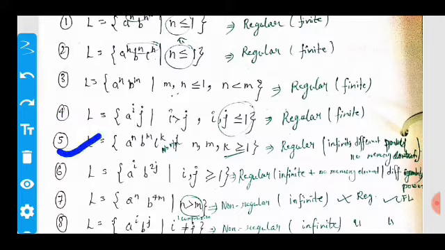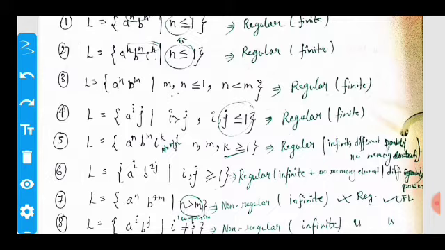L equal to a to power of n, b to power of m, c to power of k such that m comma n comma k is greater than equal to 1. So it is an infinite solution, but here the powers of a, b, c are different, and hence we have no need of memory, so it is a regular language. Now move on to the next question.